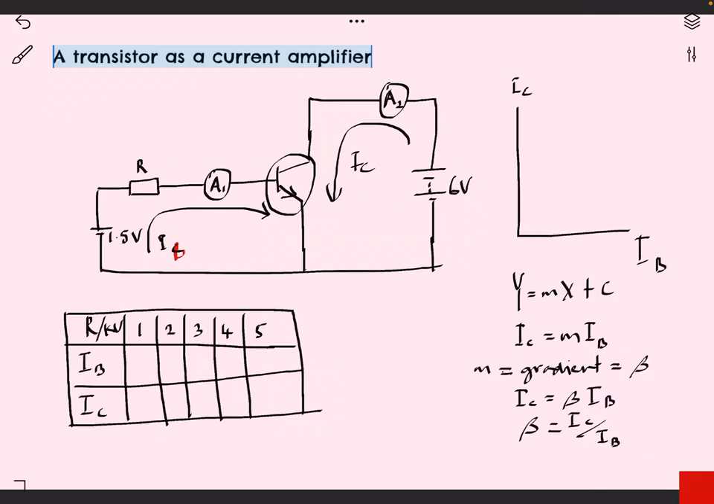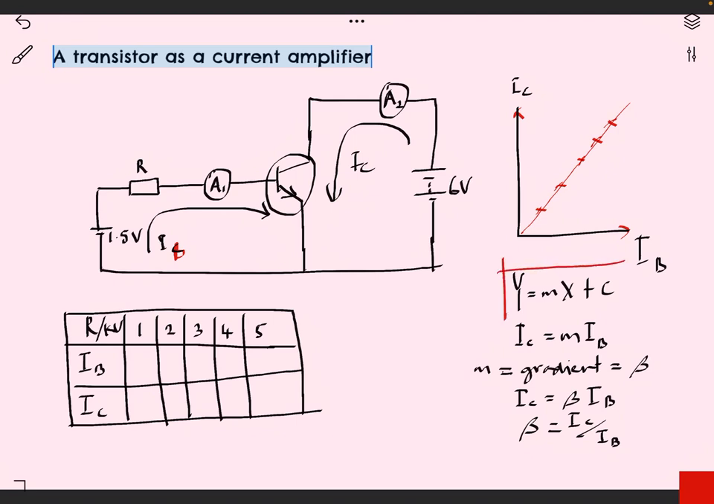Now you can see here, when you have this graph of IC versus IB, then you plot it, you are supposed to get a straight line like this. So when there is no IB, there will be no IC. That's why the experiment or the graph should start from the origin.